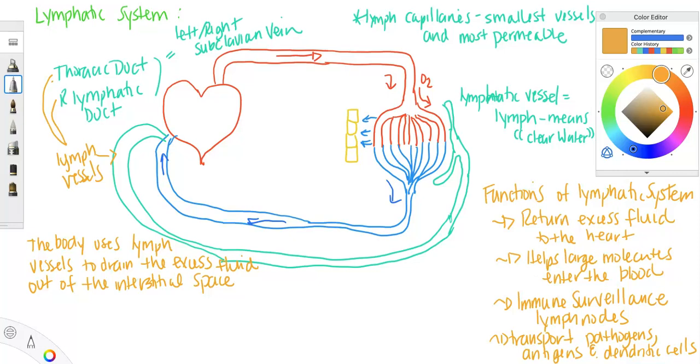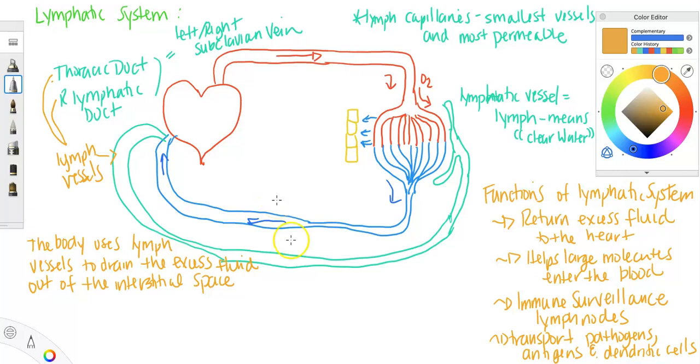Okay, pathogens obviously are bugs. Antigens are basically the same thing. Anything that will stimulate the immune system. And then dendritic cells are actually cells that help to present pathogens to white blood cells, namely lymphocytes.